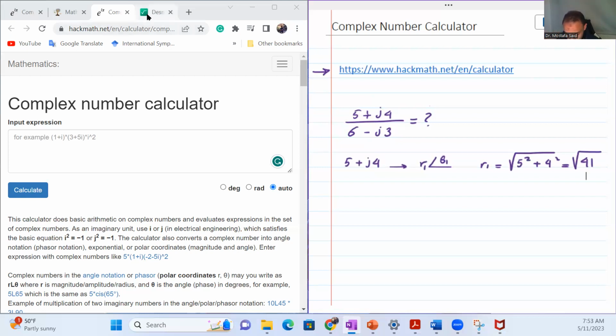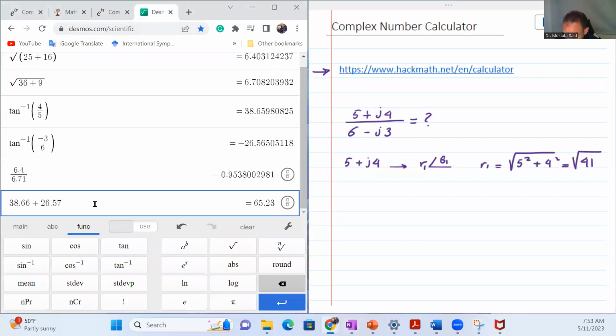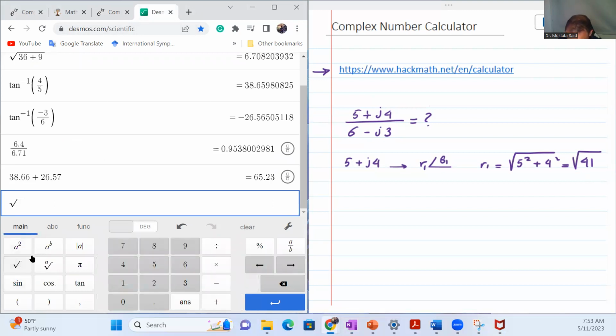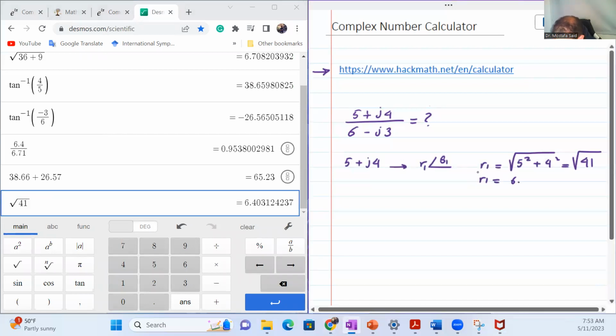So let's do this using another online calculator. Let's go back to the main page. This is also a very, very useful tool, desmos.com calculator. So we have the square root of 41, which is about 6.4. And this is R1.